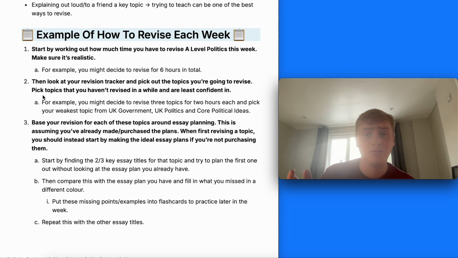So you might decide, across your frees, your studies, and some time you have after school and maybe at the weekend as well, you're going to revise for 6 hours on A-level politics in total that week. What I then do is look at the revision tracker and pick out the topics that I'm going to revise, and I pick them based on the ones I haven't revised in a while and the ones I'm least confident in, so the ones that are coloured in orange or coloured in red.